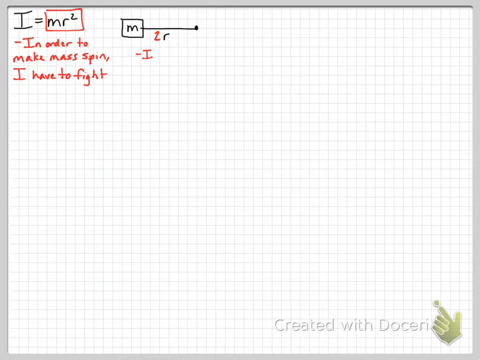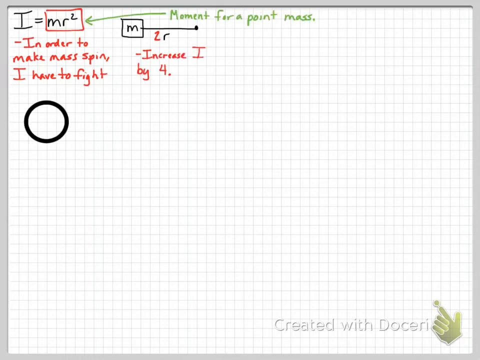An easy way to think about it is if we were to double the radius the mass is away from its pivot point, it causes the moment of inertia to increase by a factor of 4 because that radius is now squared. This case is considered one of our simplest cases, and we call this the moment of inertia for a point mass.